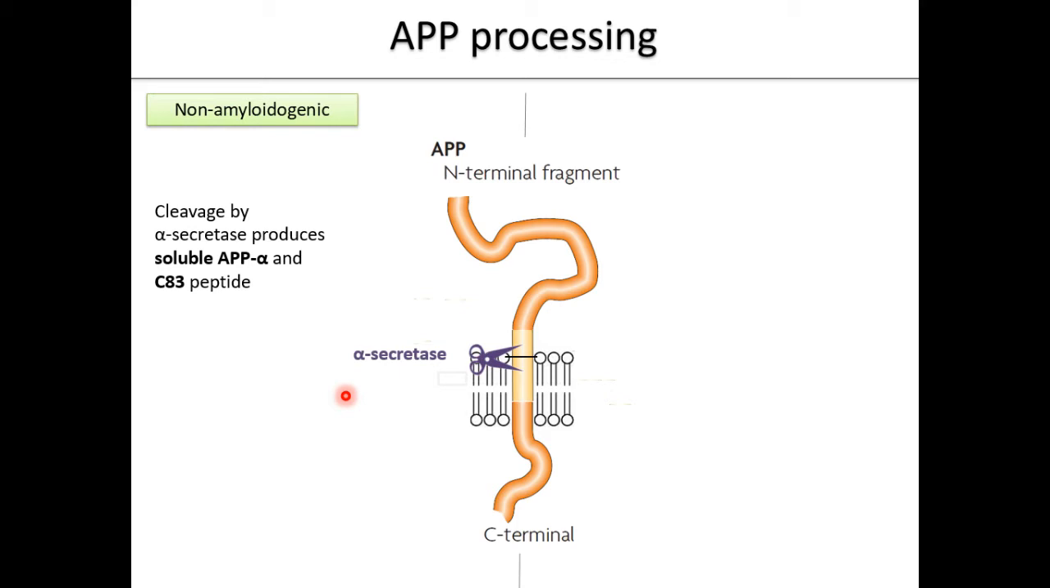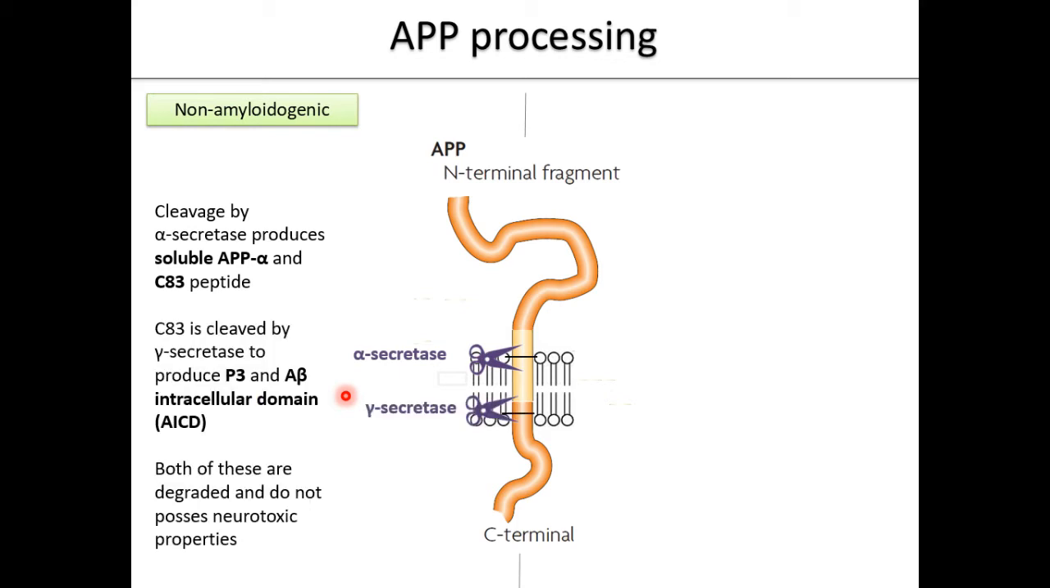Pretty clear, I'm hoping. So if that continues, this C83 peptide is further cleaved by gamma secretase to produce what is known as P3, this other fragment. So imagine it's just this bottom part now that is being cleaved by gamma secretase. Gamma secretase will find its unique amino acid sequence and cut it right here. And as a result, it will produce this P3 segment that you see in the middle, and it will produce what is known as AICD, or the A-beta intracellular domain.